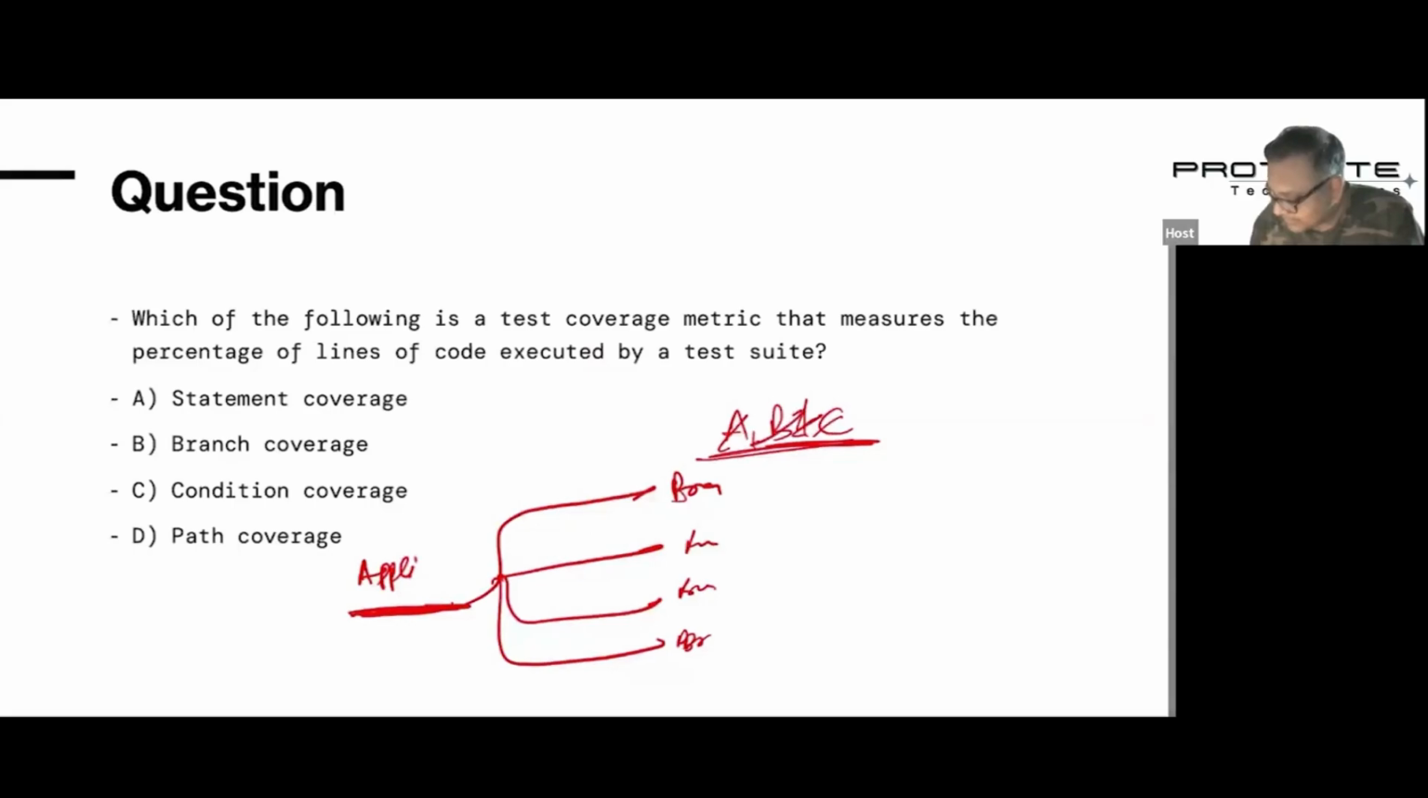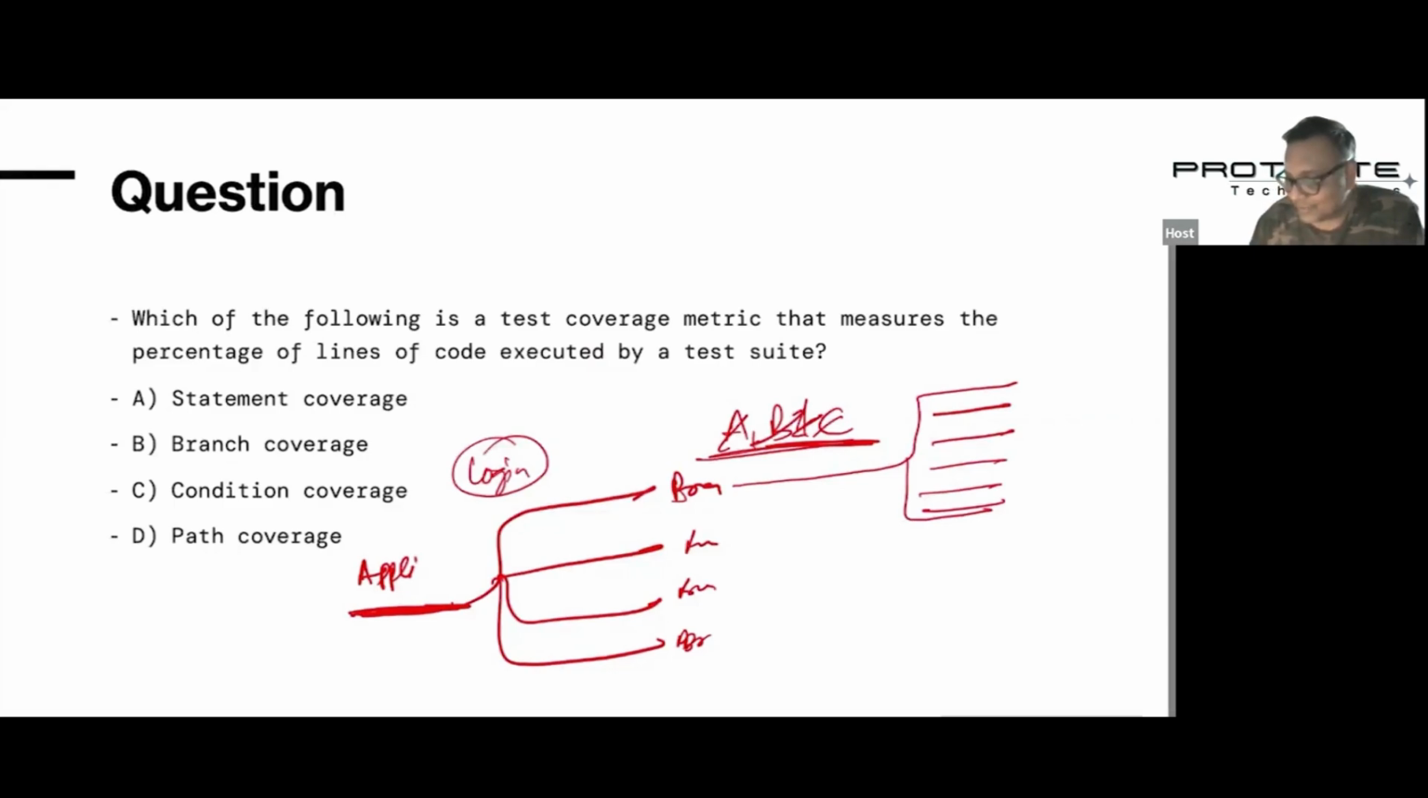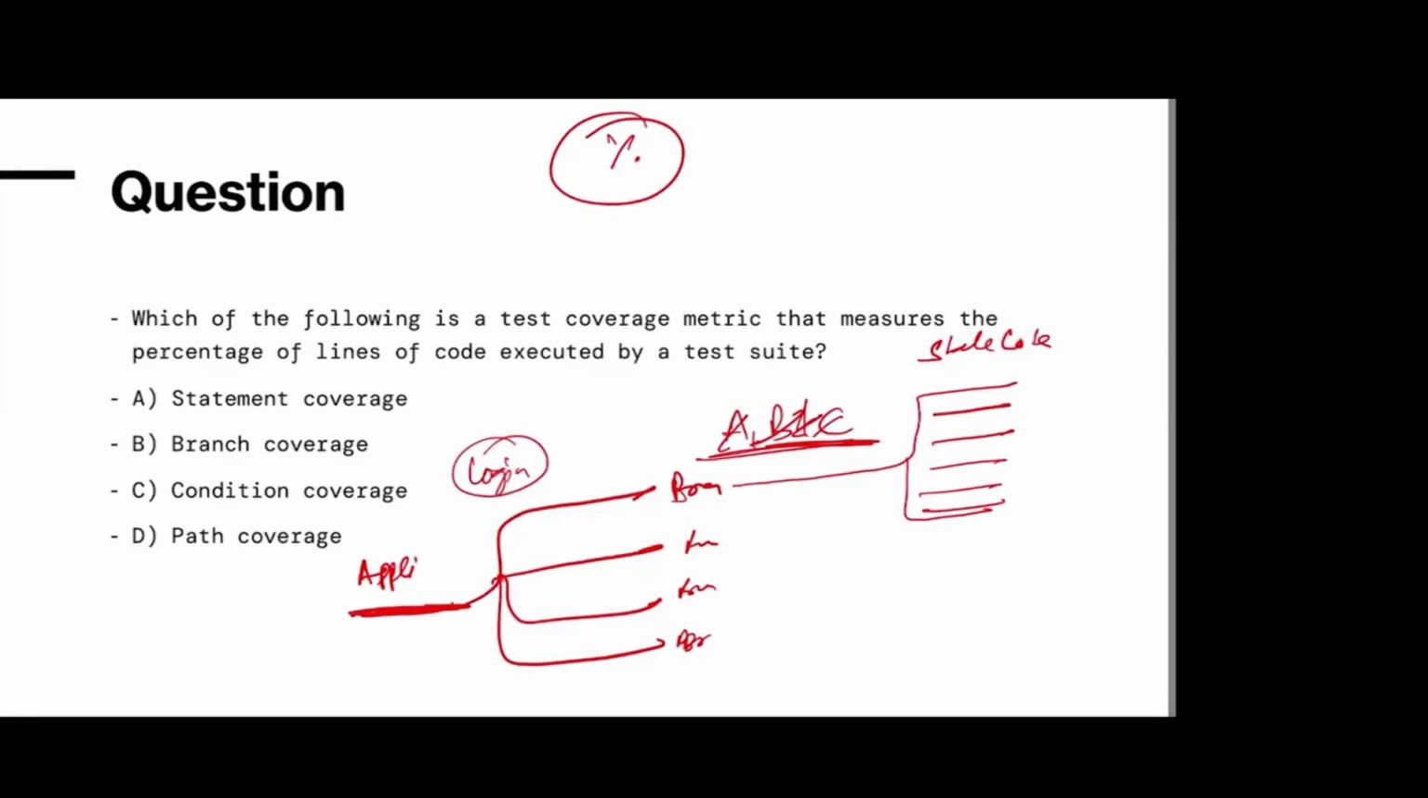Suppose this is your complete application and this was the login sequence, and this is the branch for the login sequence. Now to test this branch, you will have multiple statements. So where will the percentage of code get reflected? Will it be reflected in the branch code analysis or the statement code analysis? You'll start with the statement code, sir. Yes, start with the statement code.